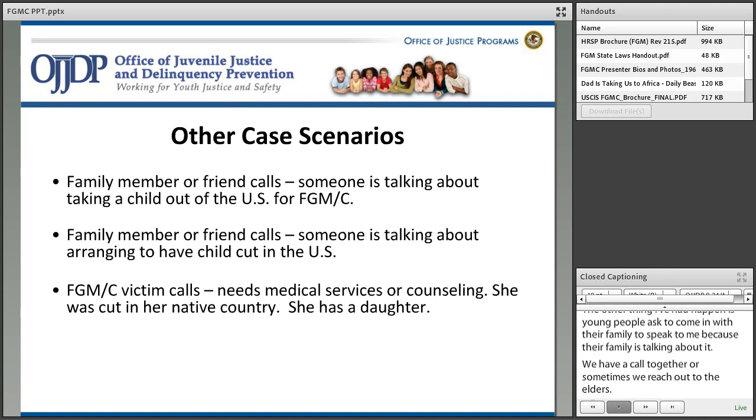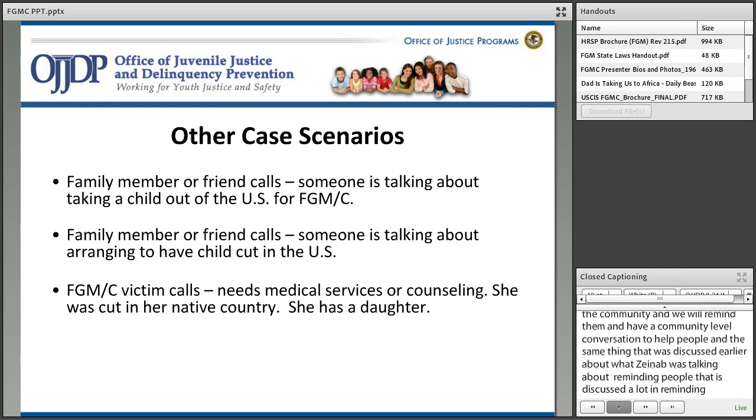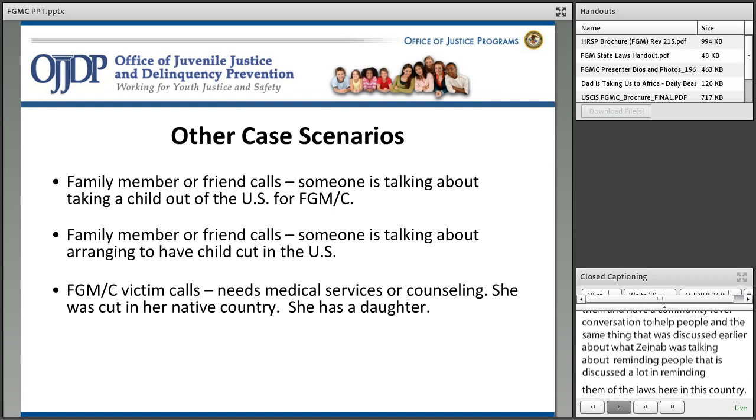And the same thing that was discussed earlier, when Zainab was talking about reminding people it's against the law and having them use that to help with family members who are saying your daughter will never be able to get married, et cetera. Often those family members are out of the country and not knowing the laws here. So we can do some counseling and some community engagement and reminders if we hear that these rumors are going on.